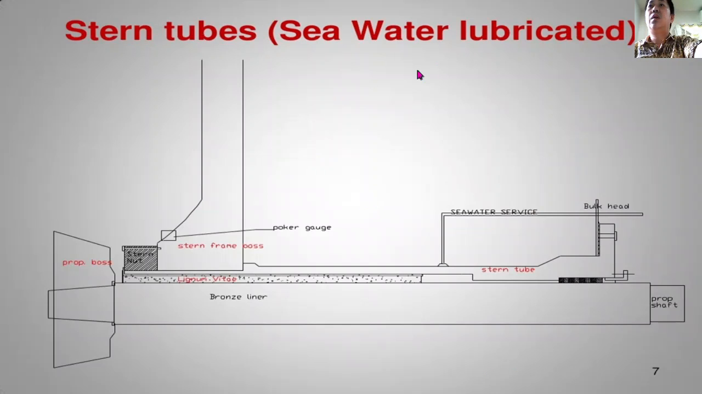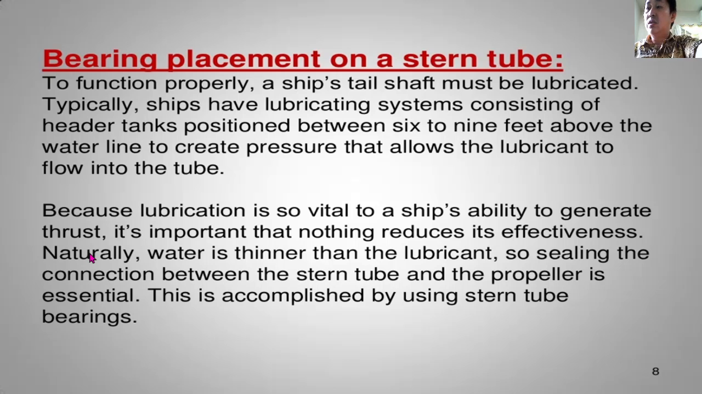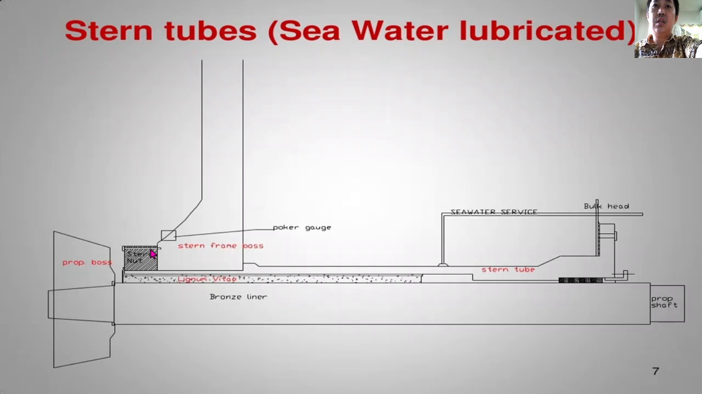Here is the seawater lubricated type. As you can see here, seawater is injected into this stern tube. This is the stern tube nut here. We have the propeller boss here, and the propeller is connected here. You have the bronze liner here, and you have the propeller shaft. This is the stern tube, this is the bulkhead, and the stern frame boss. The water gauge is here.